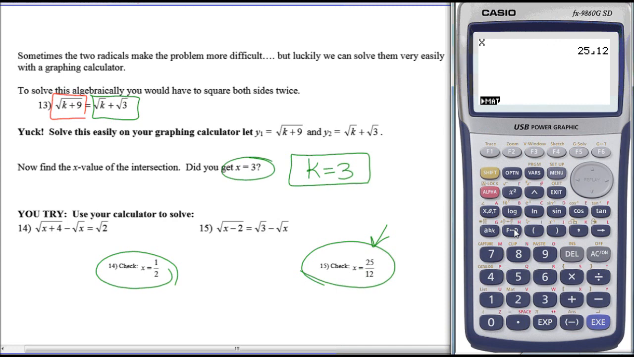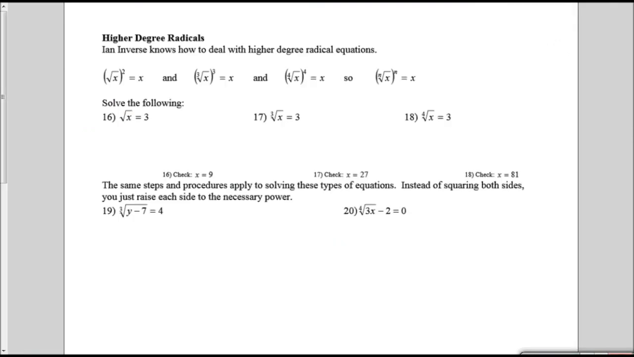On the back page, we're solving higher degree radicals. In other words, instead of square roots, we might have cube roots or fourth roots. But really, we know the opposites. To get rid of square roots, we square. To get rid of cube roots, we could cube. To get rid of fourth roots, we could raise to the fourth. In other words, the nth root of x to the n is just x.